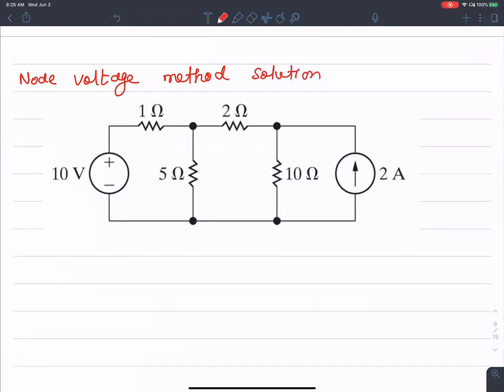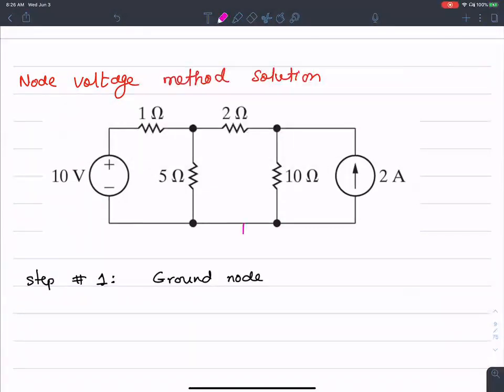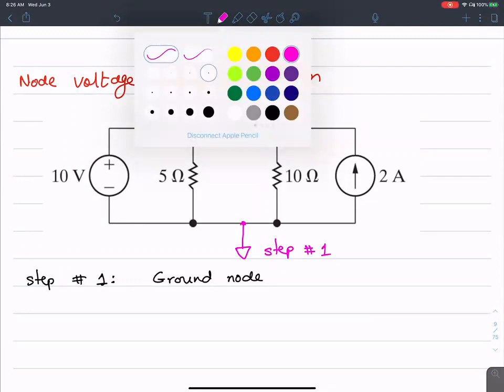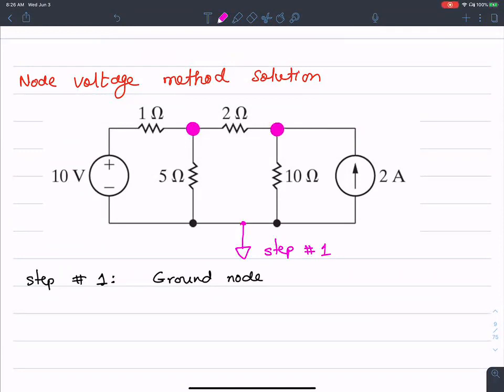Node voltage method solution. The very first thing I do, step number 1, is to identify a reference node, the ground node. I'm going to annotate this one right here as the ground node. So that is step 1. Step 2 is to identify certain nodes. So let's look at some nodes here. I'm going to call this one and this one nodes. So this is node 1 and this is node 2.